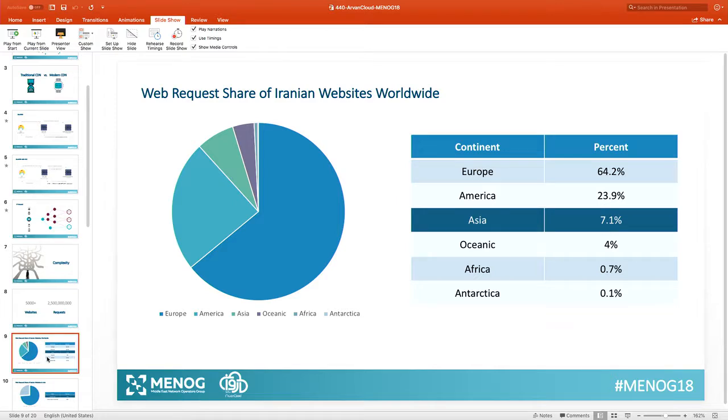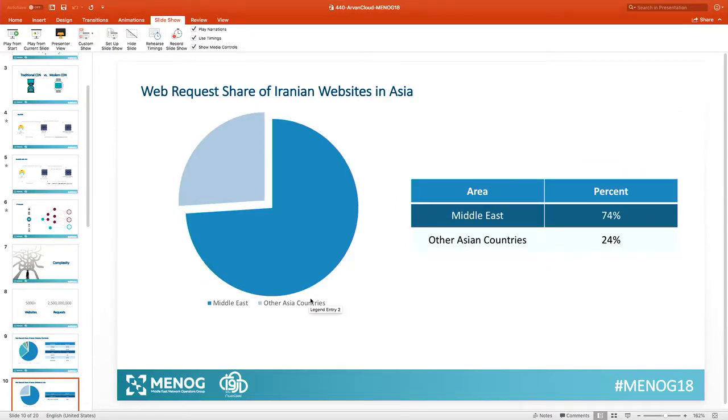If you look deeper, we see that 74% of the Asia visits come from the Middle East, and the rest, 24%, comes from the Asia Pacific or other Asian countries. It shows that the Middle East is more interested in the Iranian website contents.